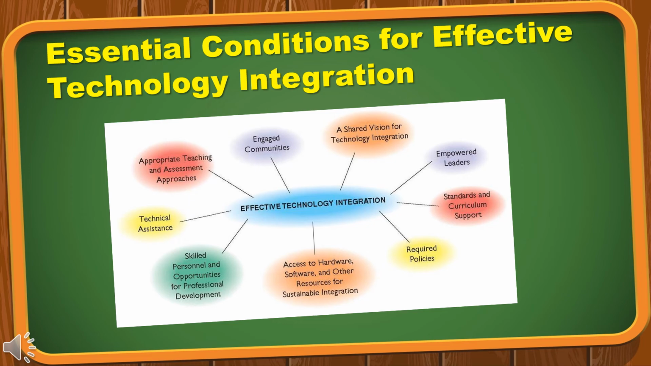Fifth, required policies. Sixth, access to hardware, software, and other resources for sustainable integration. Seventh, skilled personnel and opportunities for professional development. Eighth, technical assistance. Last is appropriate teaching and assessment approaches. So I'm going to show you a quick slide for the corresponding meaning of essential conditions for effective technology integration.